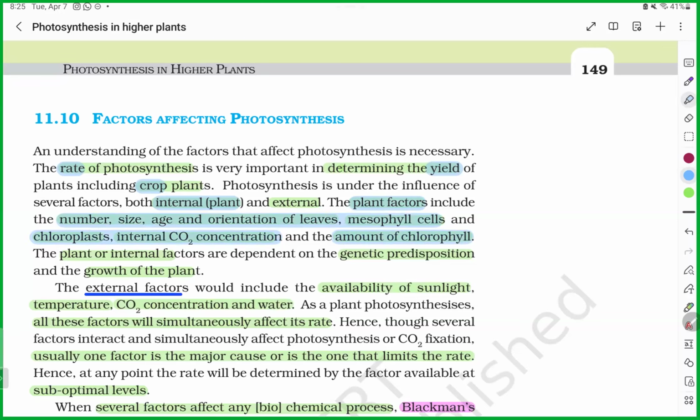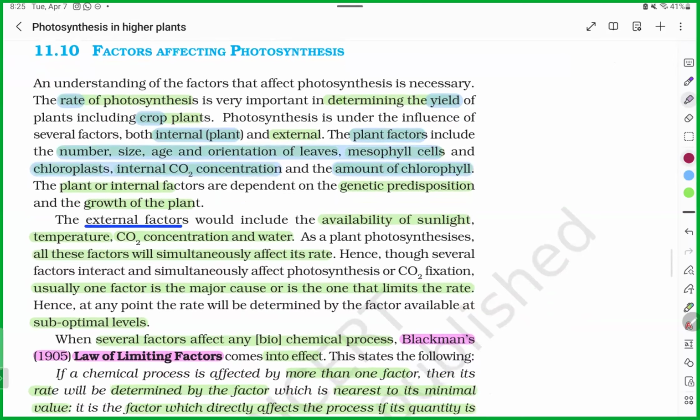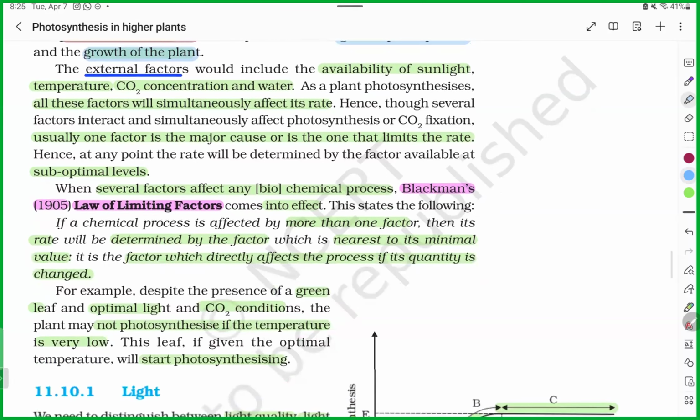Mesophyll cell will decide this. Correct. These internal factors or plant factors depend on the genetic predisposition and growth of the plant. Genetic means how our growth will be depends upon our genetic makeup. Same way, how a plant will grow is decided by its genetic makeup, and based on that you can tell how much photosynthesis occurs. External factors: sunlight, temperature, external CO2, water. Correct, and all these factors will act simultaneously, very important word, simultaneously, at the same time.